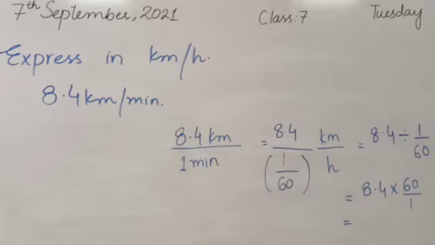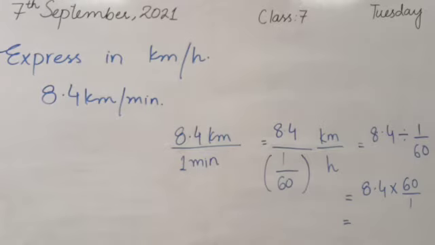Take out your rough copies, multiply 8.4 with 60 and tell me the answer. Hurry up. After multiplying you will get 504 kilometer per hour. Is it okay?